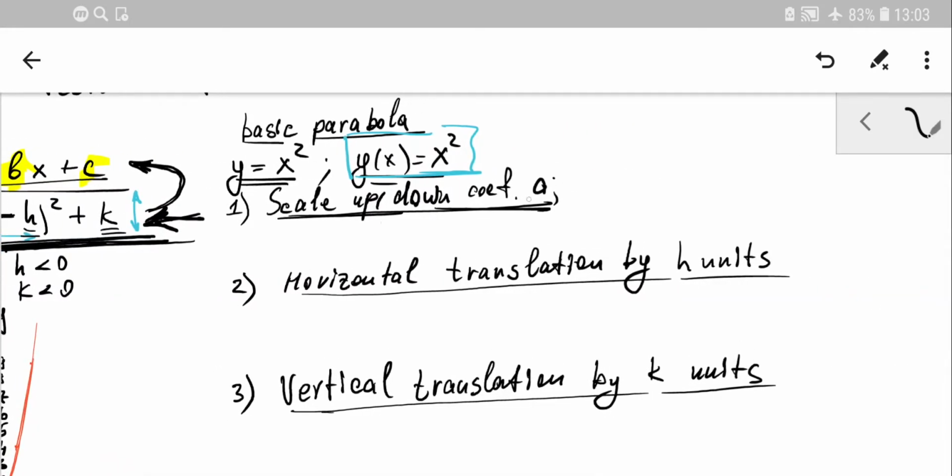First we apply scale up by coefficient a, so that means after the first transformation we've got y1, some new function, which is a times the previous one. Simply, it will work like a times the right side of your simplest parabola, times x squared. So what it means, we scale up or down depending on the coefficient.